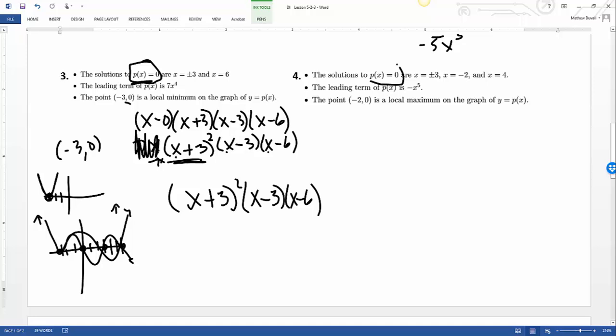Okay, so again, asking for the zeros, we have x positive 3, negative 3, negative 2, and negative 4. The leading term is negative x to the fifth. And then this one, point negative 2, which is here, that's a local maximum. And so that needs to be negative. There we go.